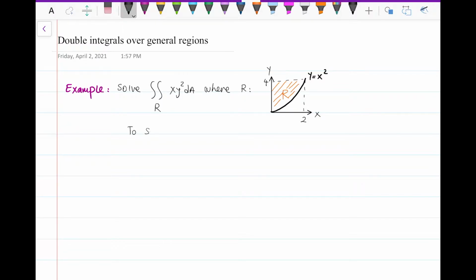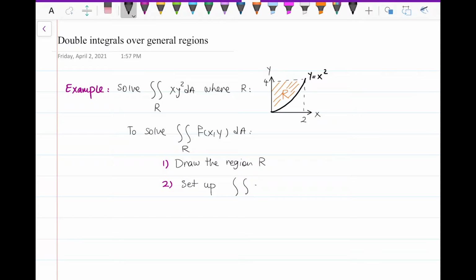Now, in general, to solve the double integral of f of x y dA over R, we need to follow these 3 steps. First, we need to draw the region. Whenever you can, draw the region. And basically, most of the time you can do it because the region R is a 2-dimensional region in the xy plane. So we should be able to draw it. The second step is to set up the integral.